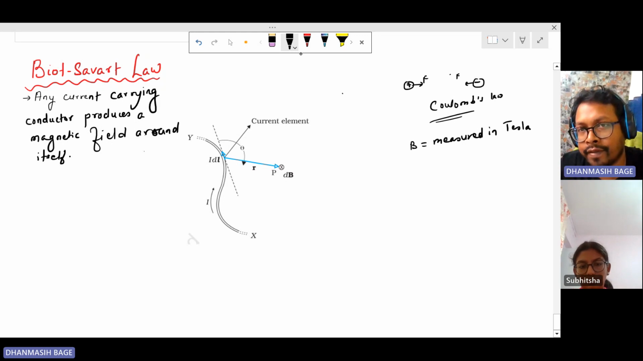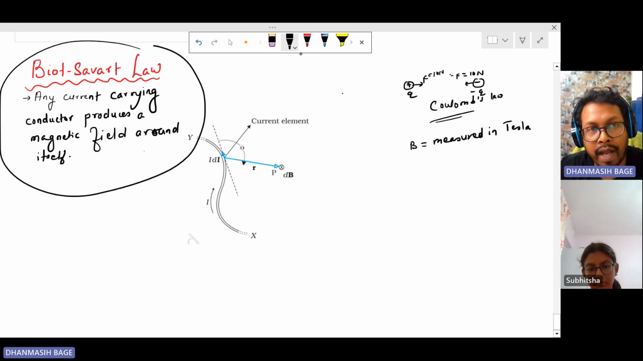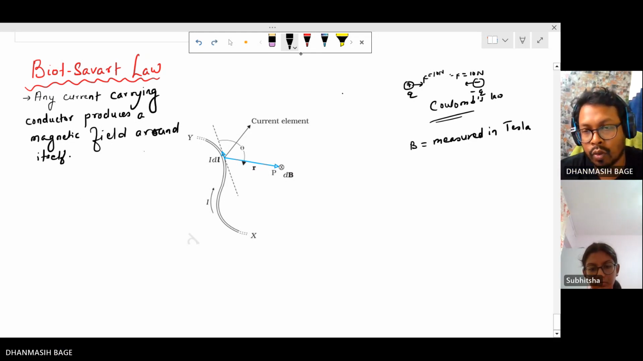Just like this thing, if the positive charge and negative charges are applying forces on each other, exactly how much force they are applying on each other? Maybe it is 10 Newton. So equal and opposite charges, this is also 10 Newton. Similarly, if the current carrying conductor is producing a magnetic field at any point, how much magnetic field is it producing? It is giving you the magnitude of the magnetic field. So far, we did not know about the magnitude, right?